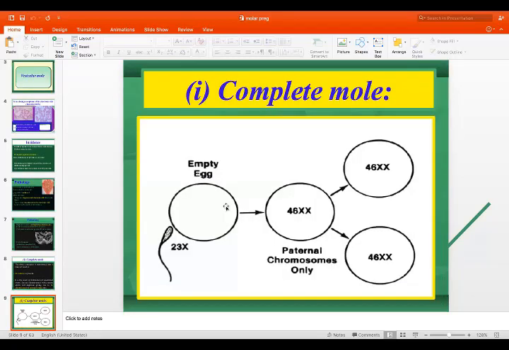As you can see over here, this is an empty egg. It is fertilized by a sperm, which leads to a chromosomal content of 46XX. This is only from the paternal side. No contribution of chromosomes from the maternal side. And this will undergo division and it will lead to 46XX.